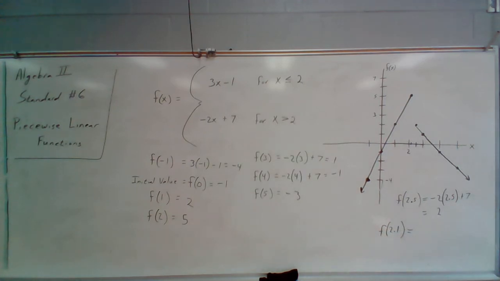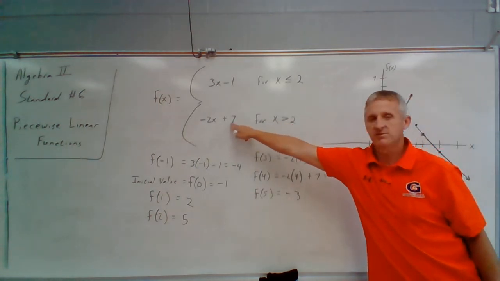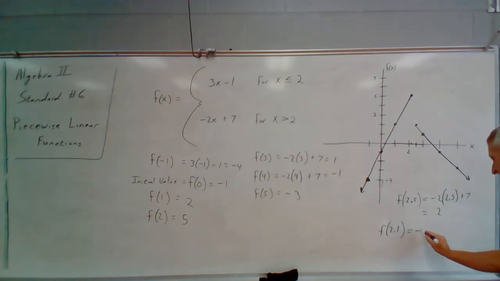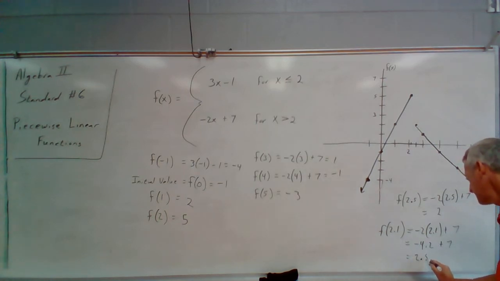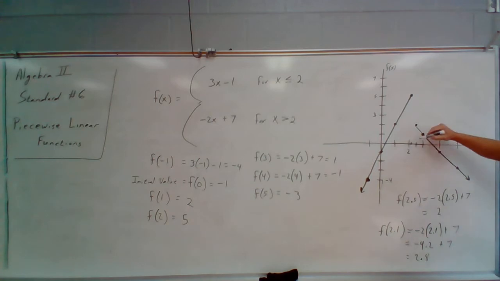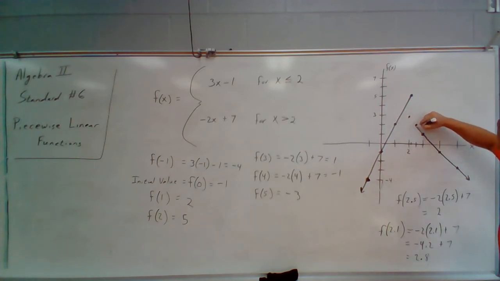So if I plug 2.1 into this function, 2.1 is bigger than 2, so I'm going to use the bottom function. So I'll have negative 2 times 2.1 plus 7. Negative 2 times 2.1 is negative 4.2. Add 7 to that. 7 minus 4.2 is 2.8. Okay, so if I plug in 2.1, something really close to 2, I'm going to get a 2.8, which would be about right there.